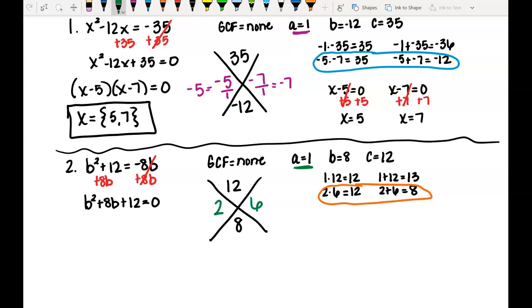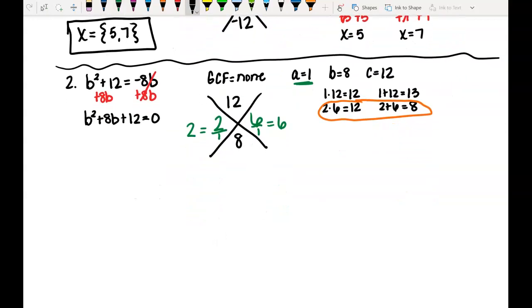And then again, I need to make sure I divide by a. And the reason I want you to keep that step in mind, I know it doesn't make a difference here, but I want you to remember that step. So if you are doing one where a is a number other than 1, you remember that step. When we divide by 1, it does not change our factors here. So I have one parenthesis that is b plus 2 times another parenthesis that is b plus 6, and they equal 0.